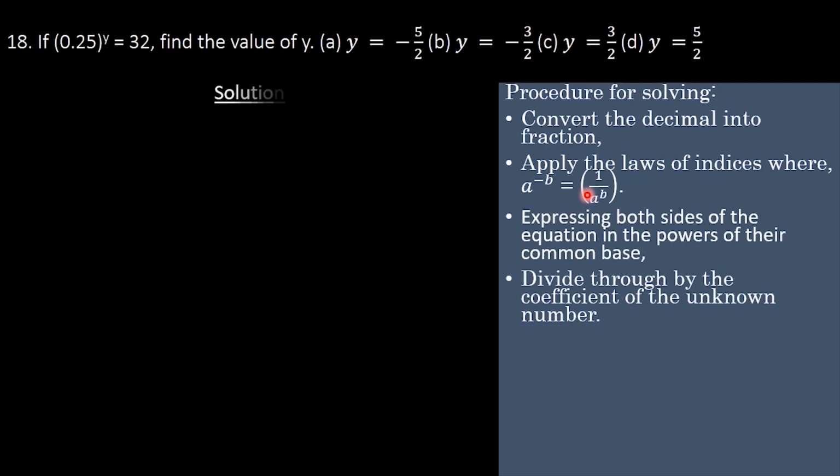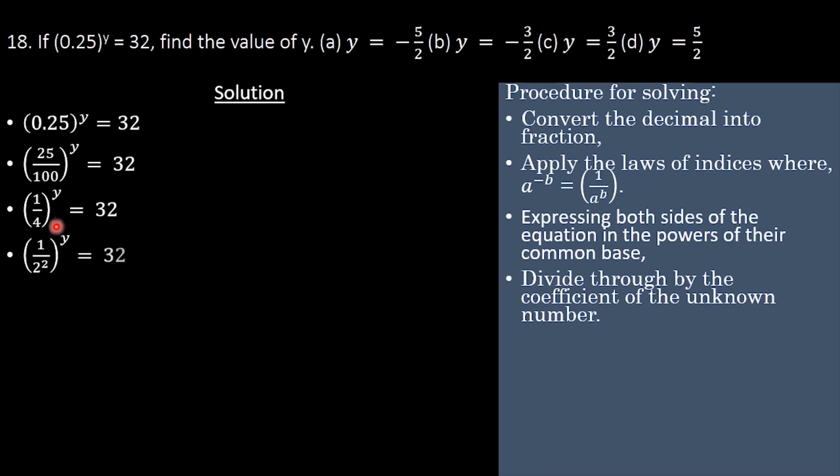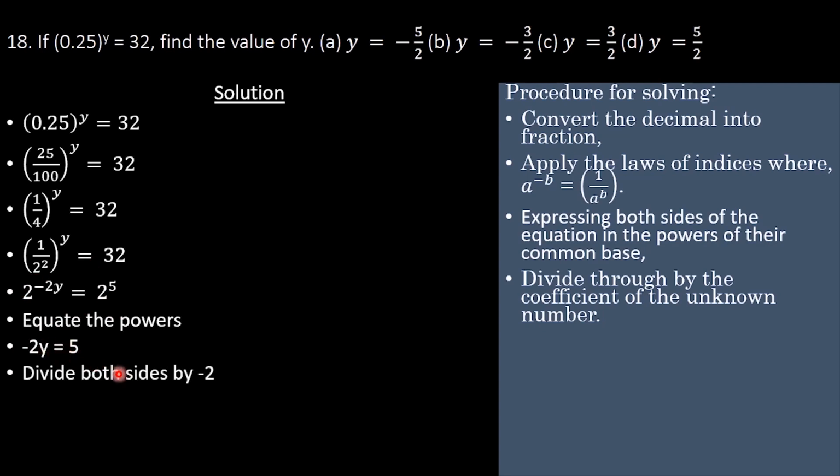Now let's check the solution. Here is our question. When we convert this decimal into a fraction, we have 1 over 4 raised to the power y equal to 32. When we express it in the form of powers, we have 2 raised to the power minus 2y is equal to 2 raised to the power 5. Therefore, we have the base in common. Now let's cancel the base and equate the powers. We now have minus 2y is equal to 5. Then divide both sides by minus 2. We have y is equal to minus 5 over 2.